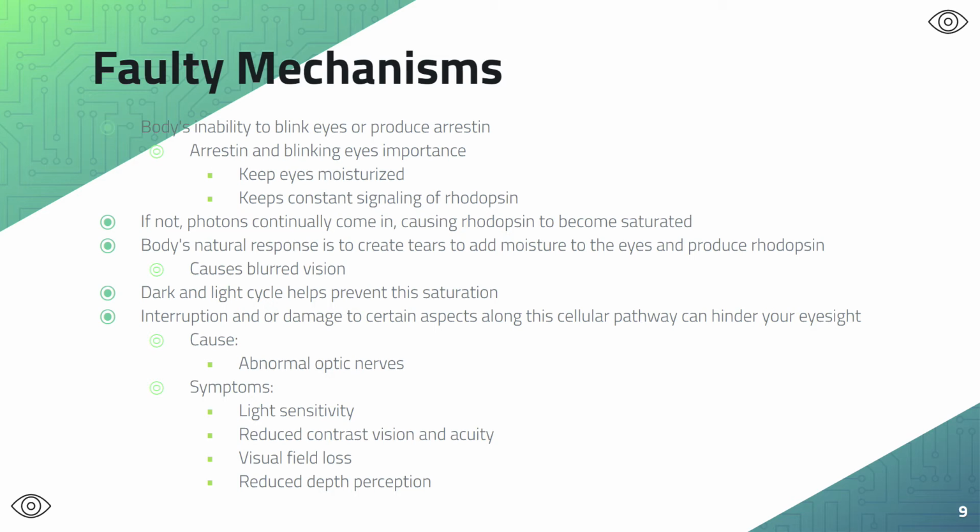And to fix this, a darkened light cycle or opening and closing the eyes quite often can help prevent this saturation. Another faulty mechanism is the interruption and/or damage to certain aspects along the cellular pathway that can hinder your eyesight. So the cause of this is abnormal optic nerves, and the symptoms are light sensitivity or photophobia, reduced contrast vision and acuity, visual field loss, and reduced depth perception.